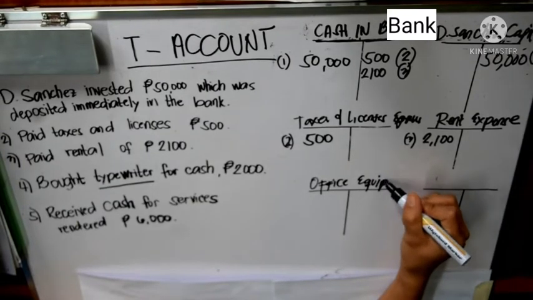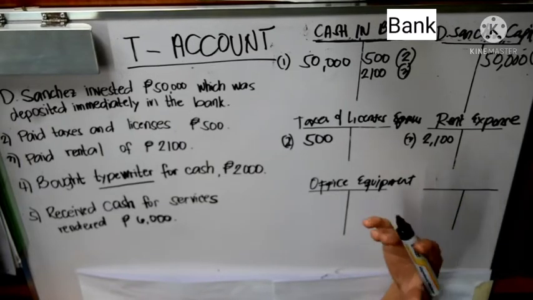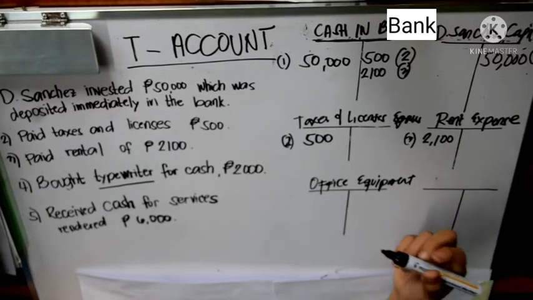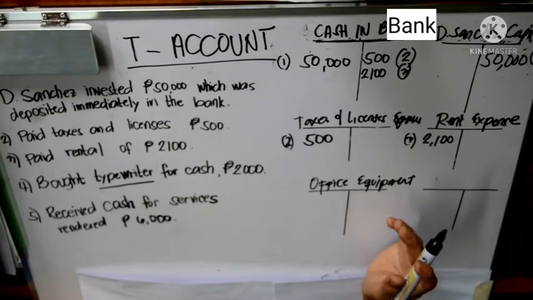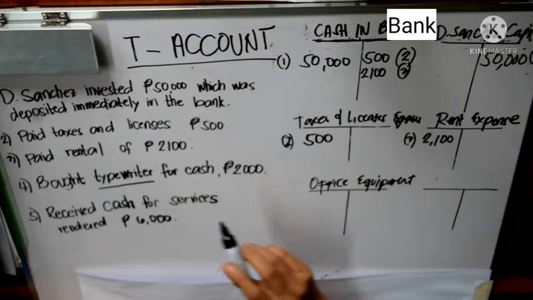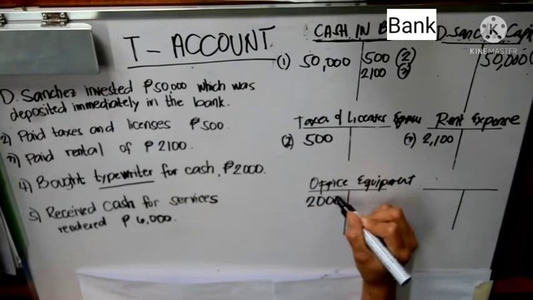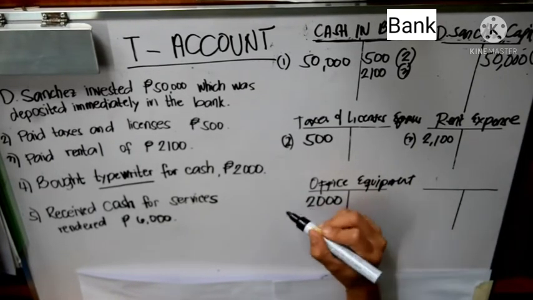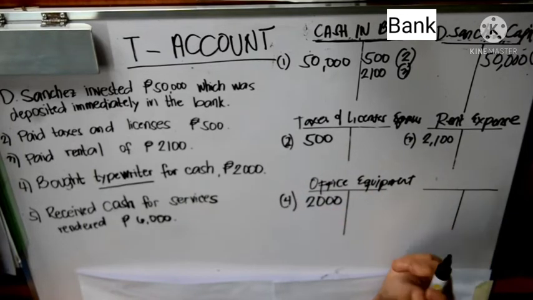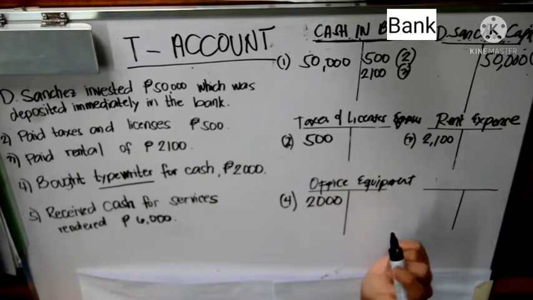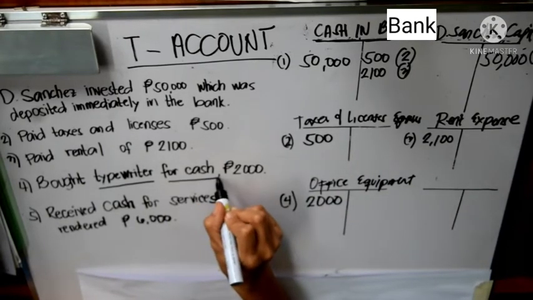So, bumili tayo ng office equipment. So, ibig sabihin, nakatanggap si business ng office equipment. So, dahil nakatanggap, we debit office equipment, which is the typewriter for 2,000. So, this is from number 4, transaction. So, again, bumili tayo ng 2,000 typewriter. So, for cash. So, take note for cash.